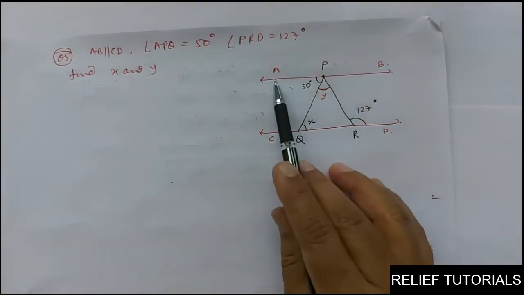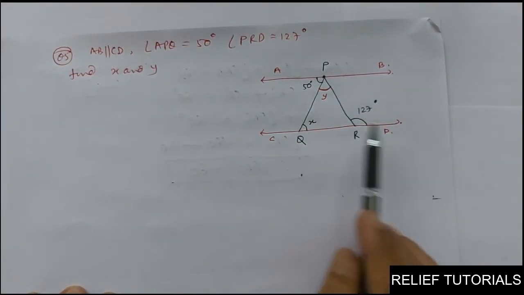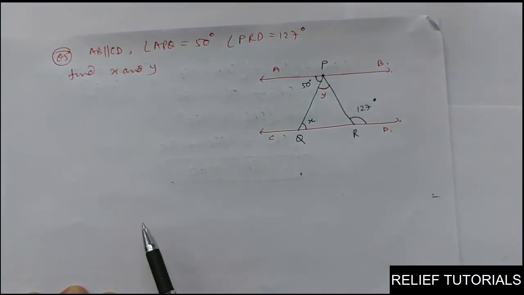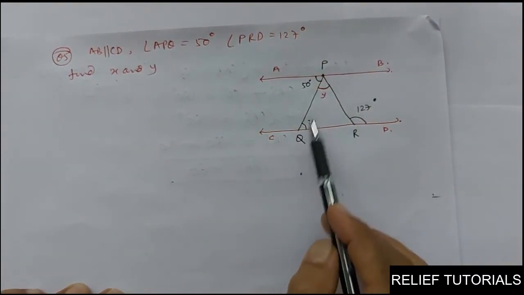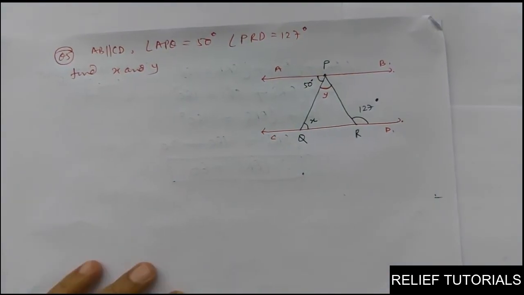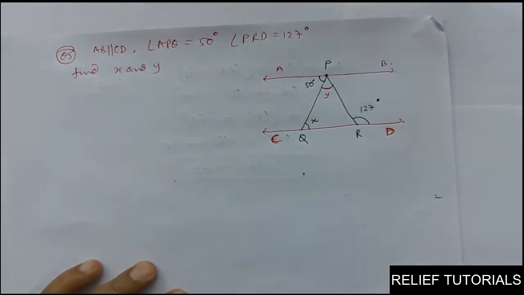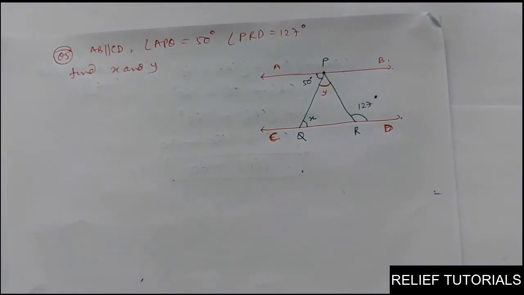See what is given. These two lines AB and CD are parallel. This APQ is 50 degree. PRD is equal to 127 degree, and you have to find this x and y. This is D, friends. Okay, come on. Now what we'll do?